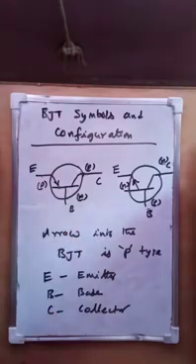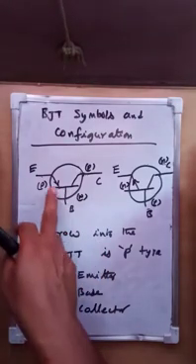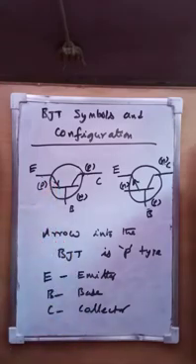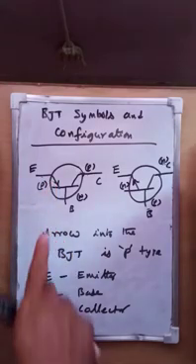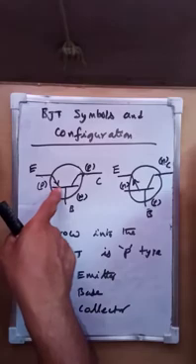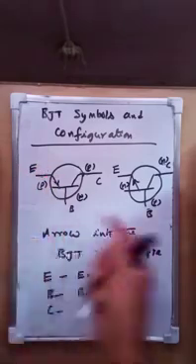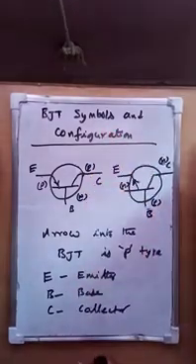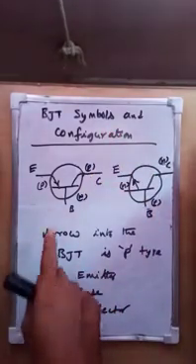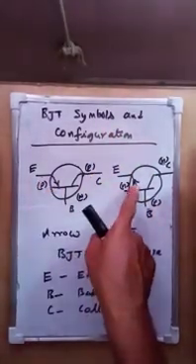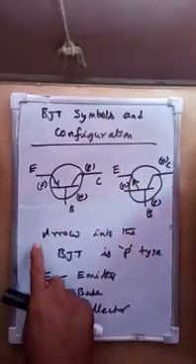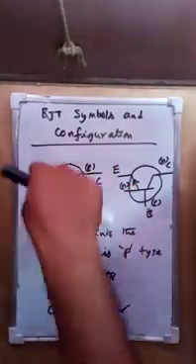How to identify the emitter: the arrow indicates the emitter, whether the arrow is going into the BJT, pointing inside, or coming outside the BJT. The arrow indicates the emitter. Here this is the emitter and this is also an arrow emitter. So arrow into the base is P type. That means arrow into the base.